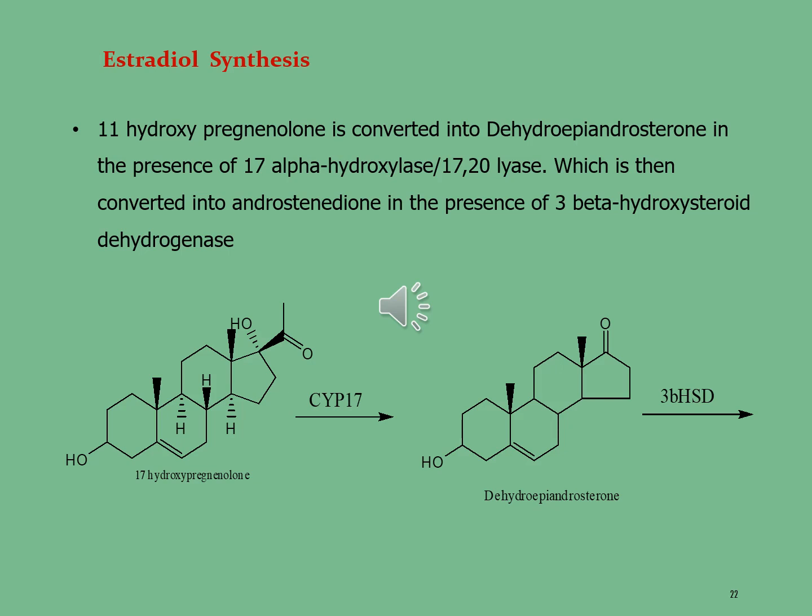This molecule is converted into dehydroepiandrosterone, in which the acetyl group and the hydroxyl group, which is present at carbon 17 position in the previous molecule, is converted into a carbonyl group. So this molecule is known as dehydroepiandrosterone, which is further converted into the next molecule by the effect of enzyme 3-BHSD.